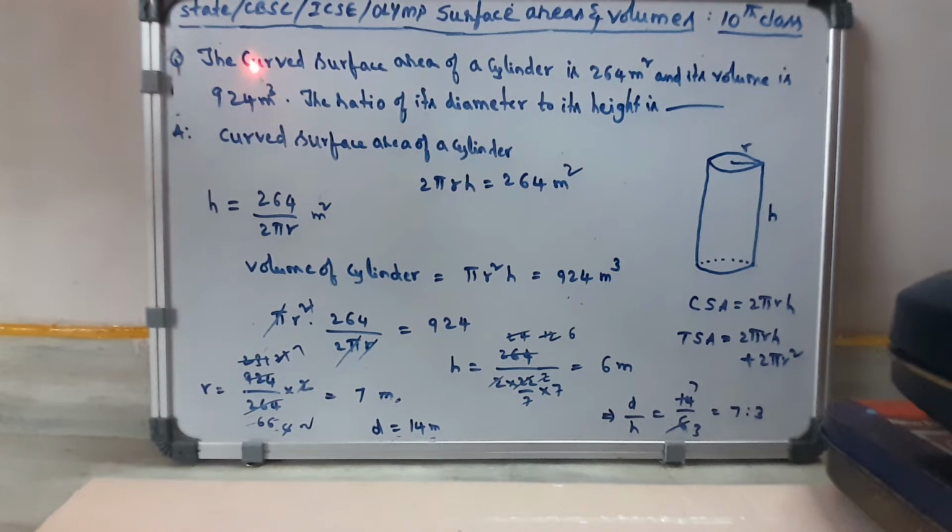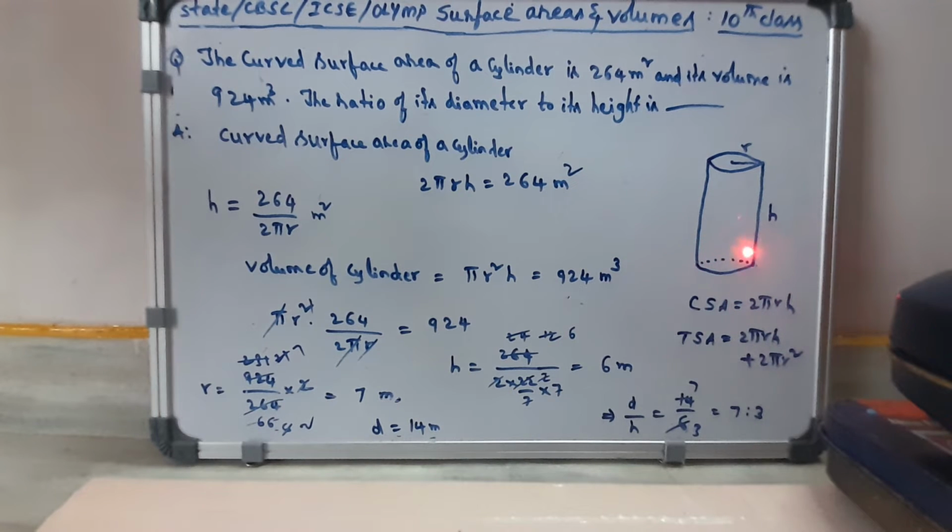What is given here? The curved surface area of the cylinder is given. The volume is given. So the ratio we have to find out. We can consider the cylinder with radius r and height h. What is the curved surface area? This is the curved surface area, so it is 2 pi r h.